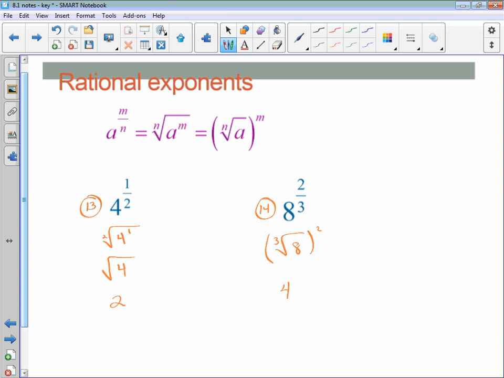Does that make sense, guys? Okay. Questions so far? For the product property, what if two of your bases are different, like different numbers? If your bases aren't the same, you can't add the exponents. So you just can't do anything with them. Okay? Anything else?